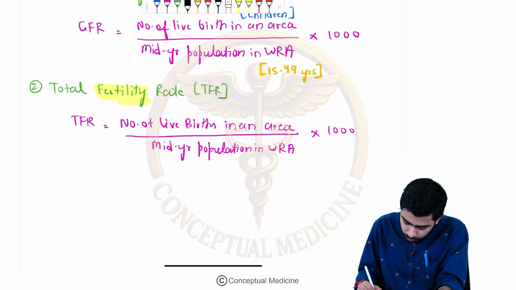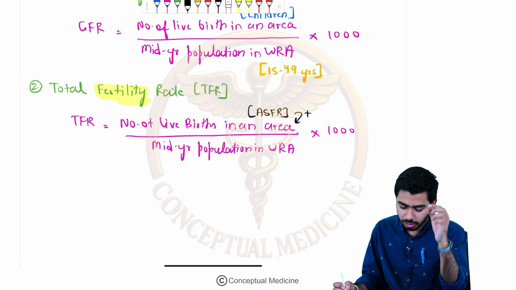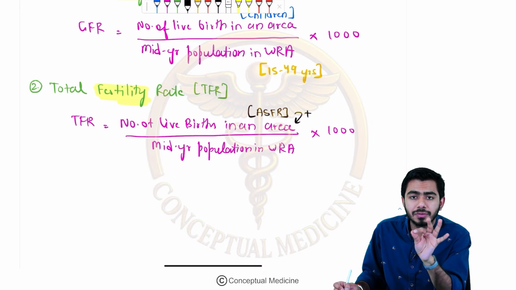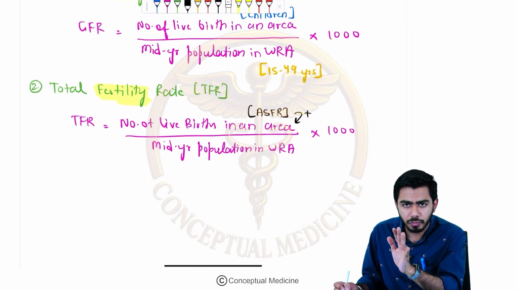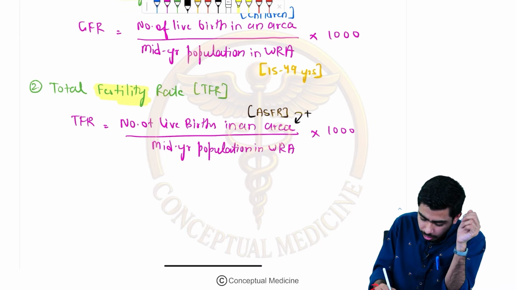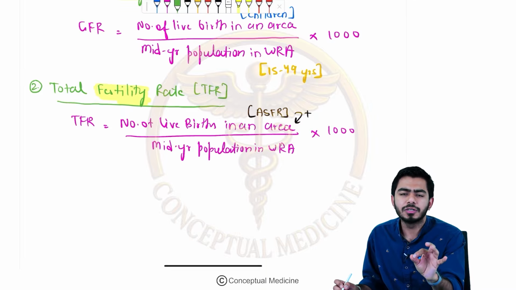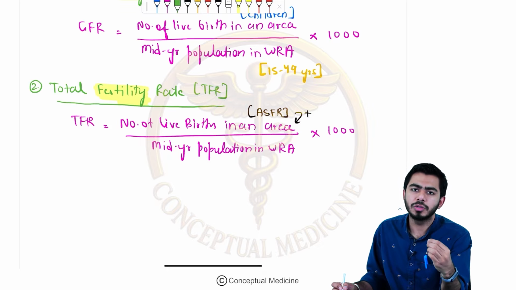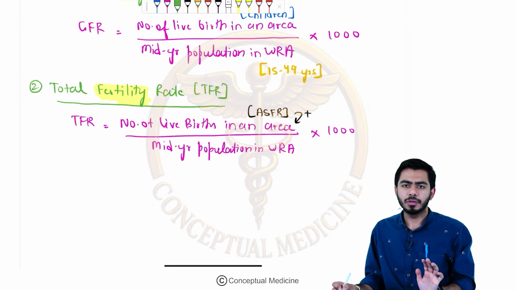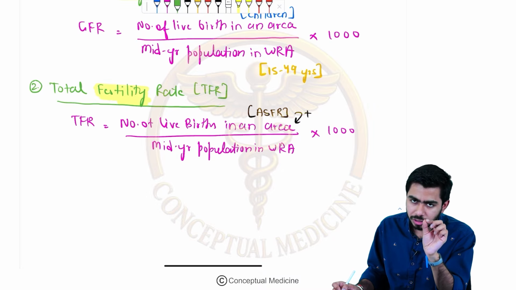In the number of live births I am adding the age specific fertility rate. So the number of live births in an area assuming age specific fertility rate, divided by mid-year population of women reproductive age group, multiplied by 1000. This formula is telling us about the total fertility rate. I hope you guys are clear. What is the difference between the general fertility rate and the total fertility rate? The only difference is that in the numerator I am now assuming the age specific fertility rate, and usually they are targeting the MCQ with this important point.